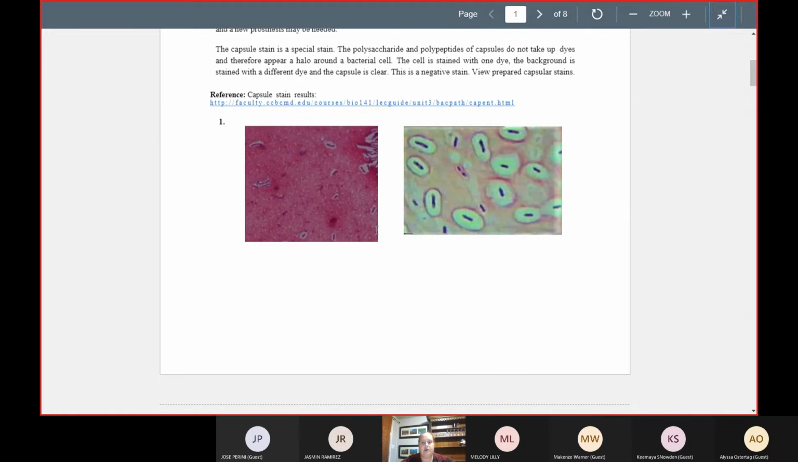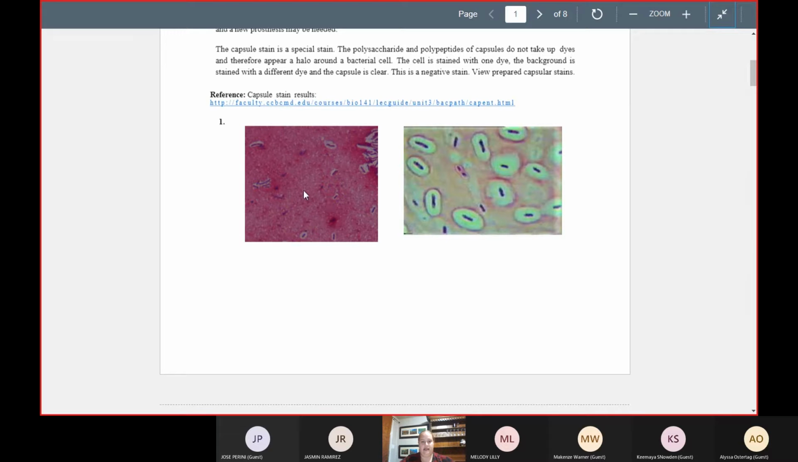So scrolling down to the bottom of page 1, if you're following along, there's a couple of different pictures of a capsule stain, and let's talk about what we're seeing here. On the right picture, you see there's kind of bubble-like features, and there's dark shapes in those bubbles. The dark shapes in these bubbles are our bacillus bacteria, our rod-shaped bacteria, and surrounding them in this bubble is the capsule. So essentially the capsule is this thick space around each of our individual bacteria.